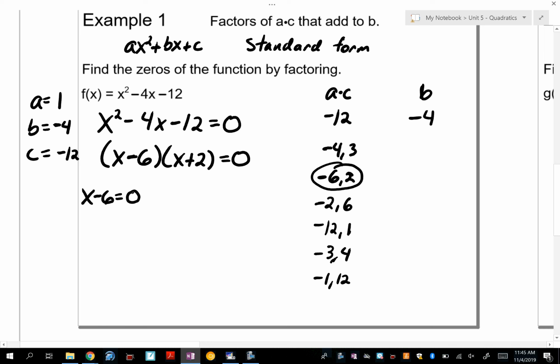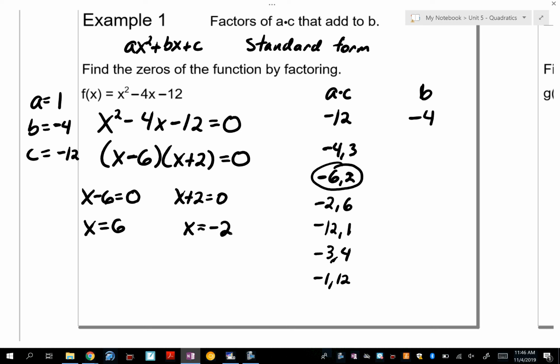What would make this one 0? Positive 6. Well, look at that. That's what Marcos got. Didn't you get 6? That's right, he did. Let's do the other one. What if that one is the one that's 0? It'd be negative 2. Try again. That is fine. And negative 2 is the one that Michael got.